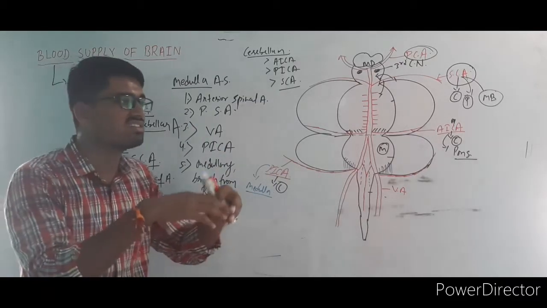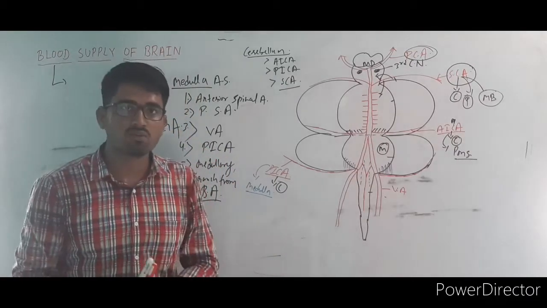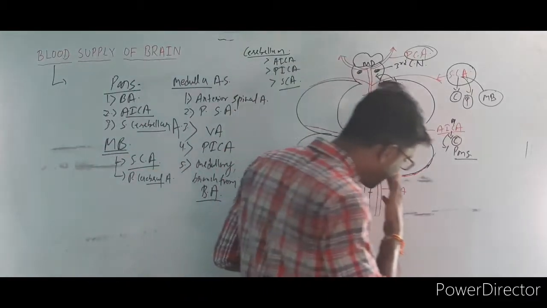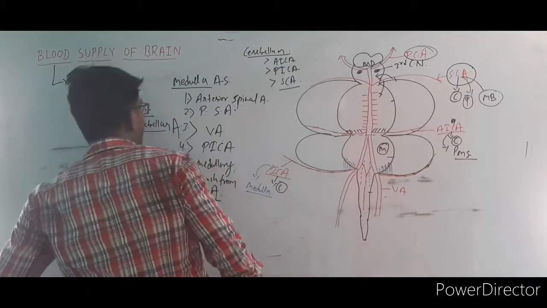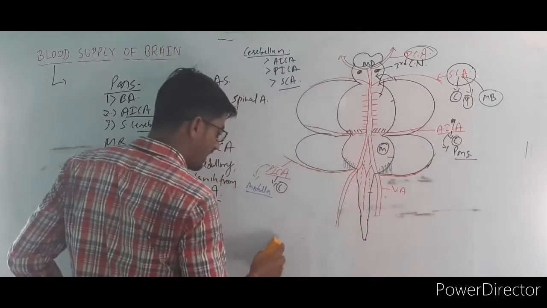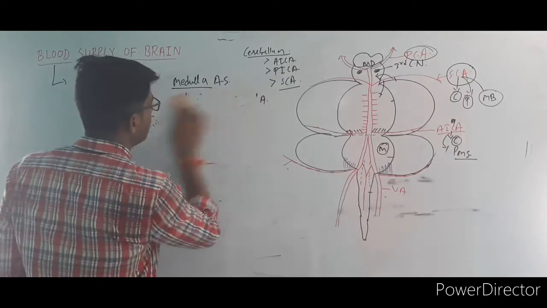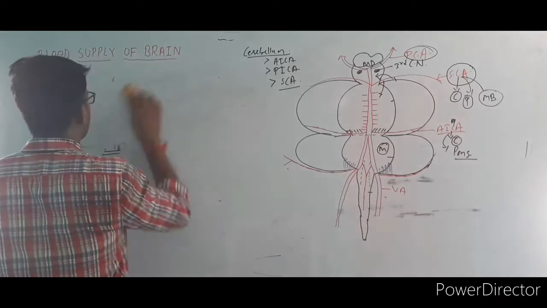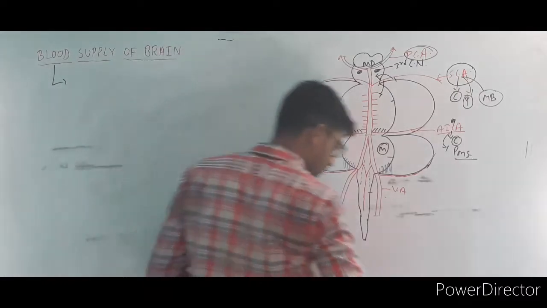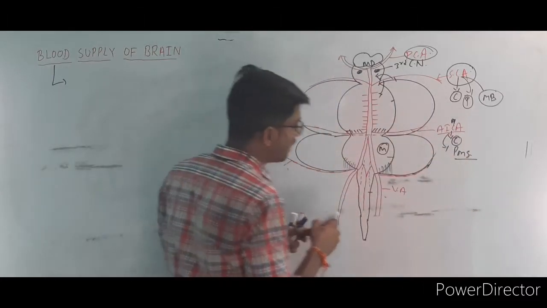If you go and directly see the circle of Willis, and the examiner asks you the blood supply of the medulla, and you don't know, then what is the purpose of reading? So you should read like this. These all are the artery supply.